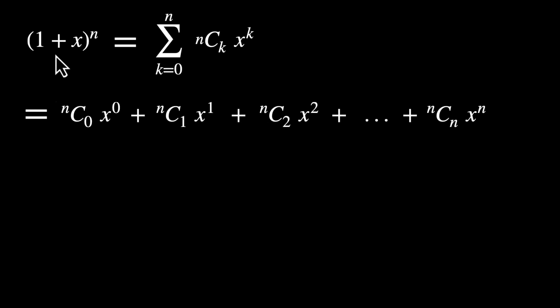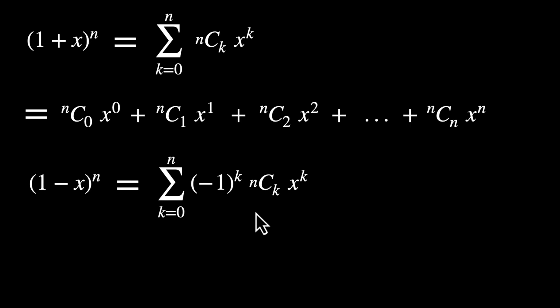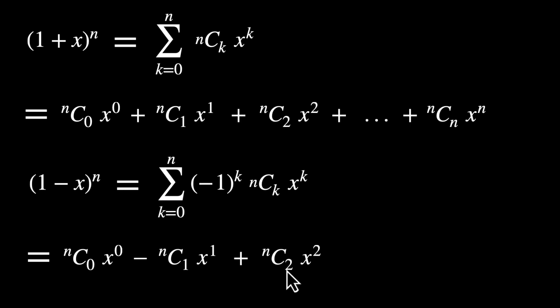What's going to be the expansion for (1 - x)^n? Well, it's going to look like this. Exactly the same thing, but with alternate signs. So let's do that. nC0 x^0, and then a negative sign, nC1 x^1, and then a plus, and then a minus, and so on. And we don't know the last one, so we'll keep it like this. (-1)^n nCn x^n.